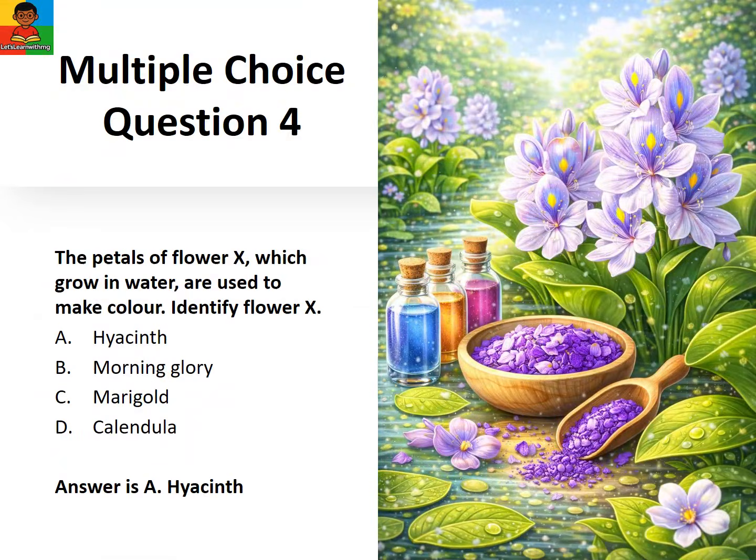Question 4. The petals of flower X, which grow in water, are used to make color. Identify flower X. Option A, hyacinth. Option B, morning glory. Option C, marigold. Option D, calendula. The correct answer is option A, hyacinth.